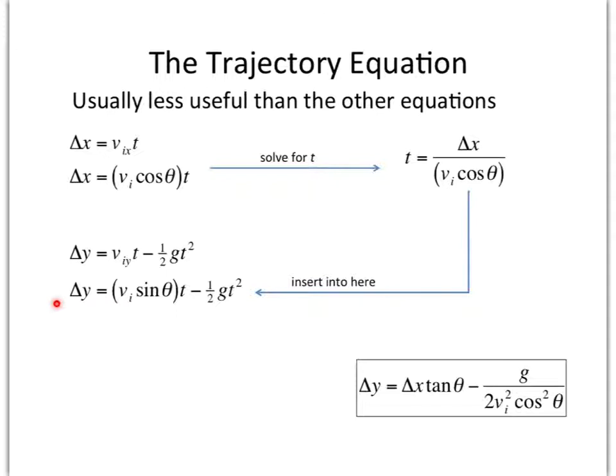All right. So what the trajectory equation does is it puts those statements for displacement in the x and displacement in the y into one equation and actually substitutes out time. This is what I mean. So in the x direction, and I'm going to highlight this in green, we know that the displacement in the x is initial velocity in the x direction times time. And of course, the x component of initial velocity is vi times cosine of theta, which is what that is right there.